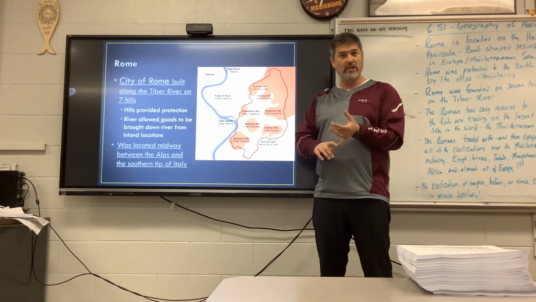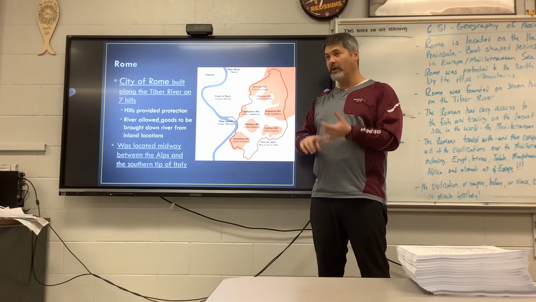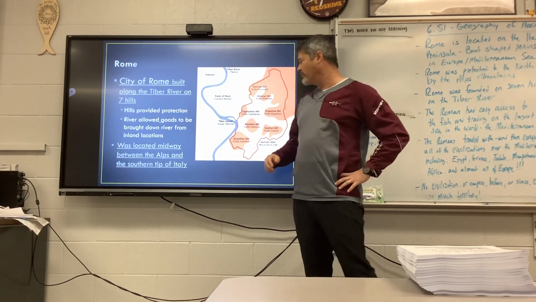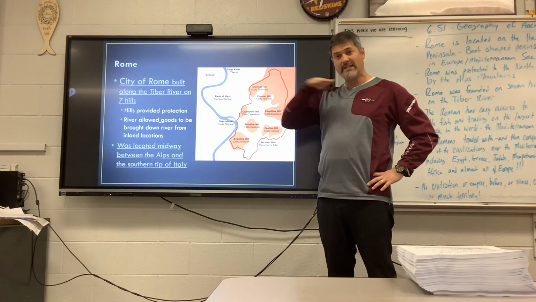It had some protection because of the 7 hills. It had plenty of fresh water because of the river. It had easy access to the Mediterranean Sea because of the river. And it was right slap in the middle.